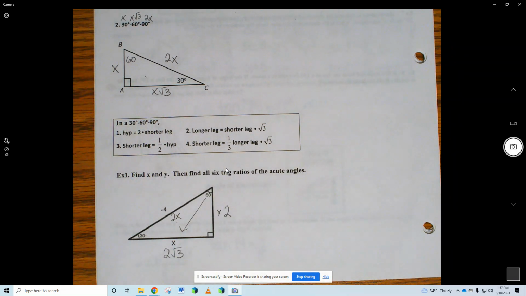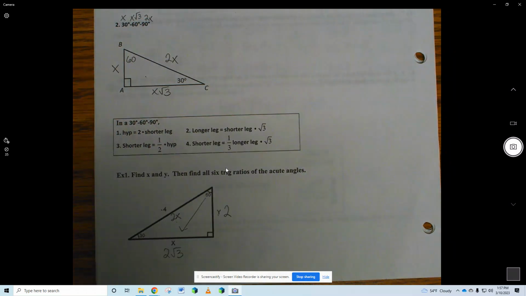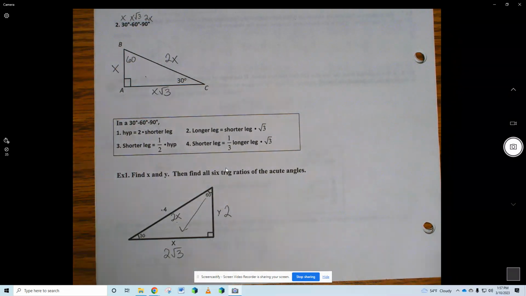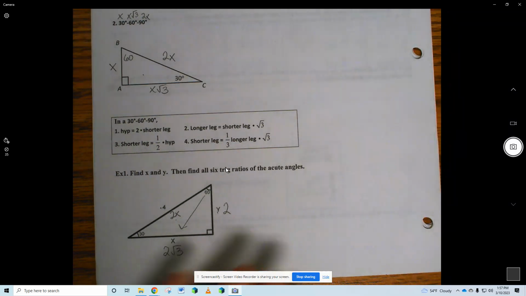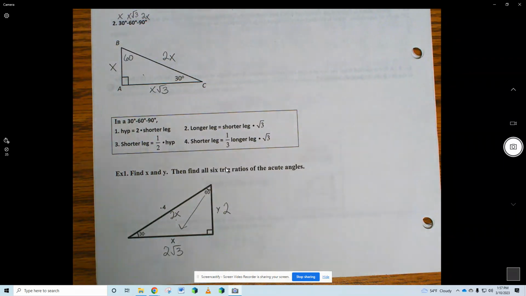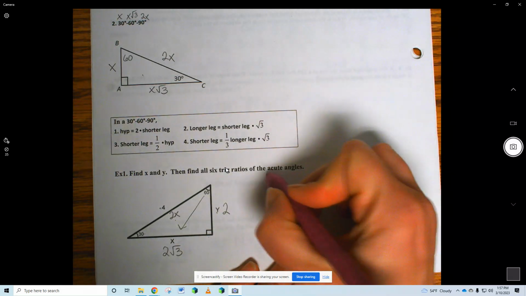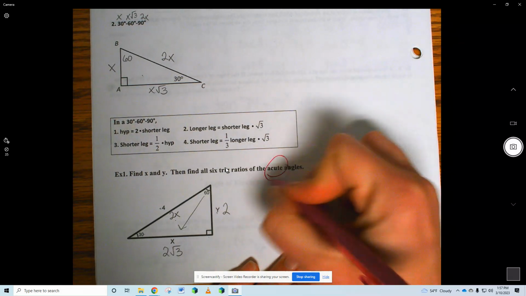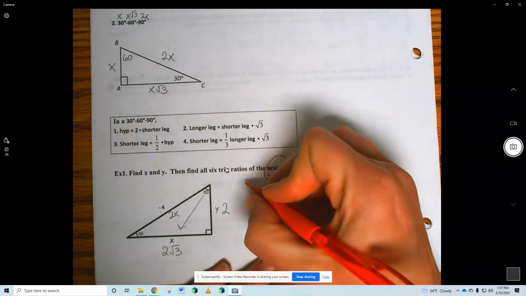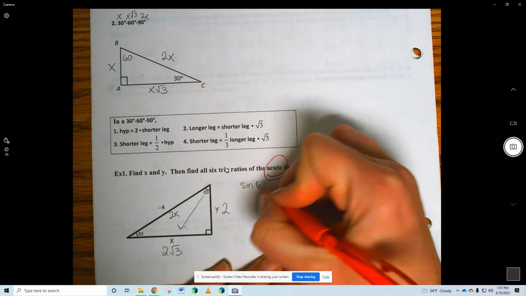So now what's going to happen is I'm going to do all of my 6 trig ratios. I sadly erased them for the quiz, but that's okay. And here's how it's going to be. I want to know for the acute angles. Notice how I'm focusing right now on acute angles. Let me write this first so you see what I'm doing.